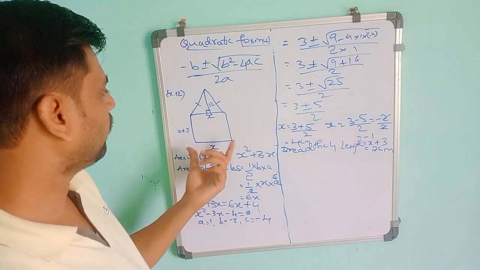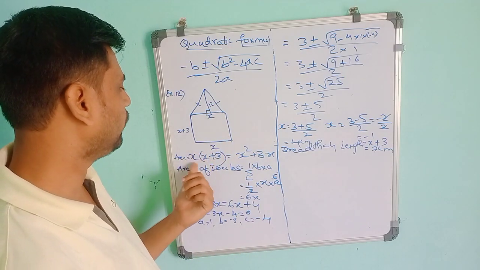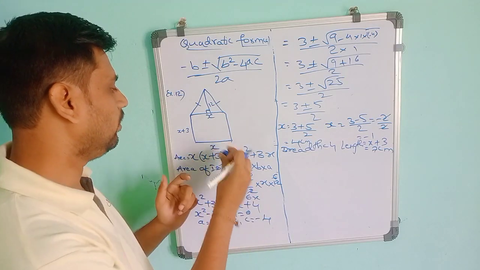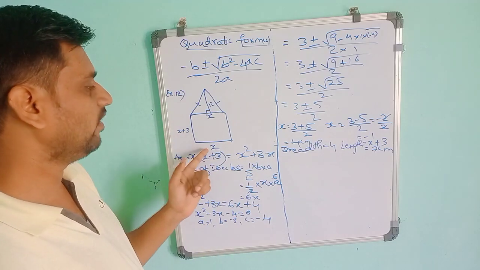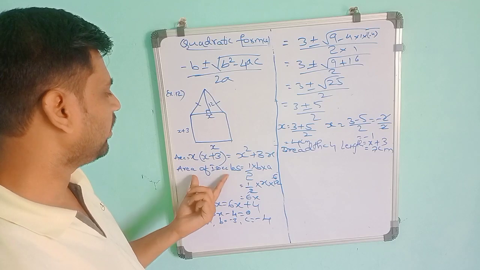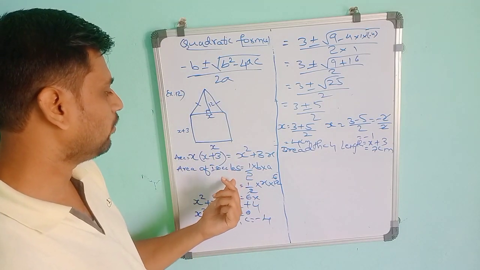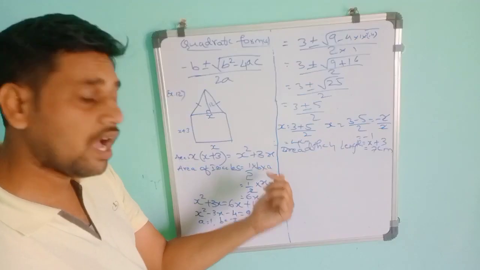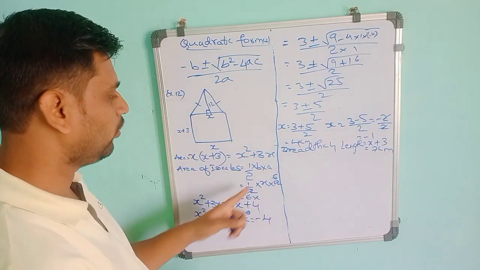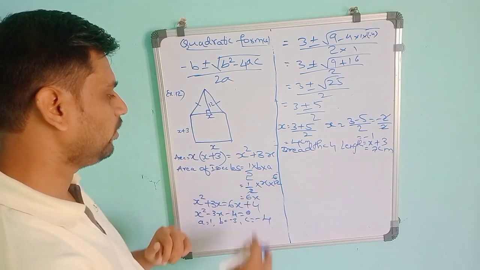So how? First, you have to take the rectangle. In that, the area is x into x plus 3, because the length is 3 more than the breadth, so it is x square plus 3x. And the area of the isosceles triangle is half into base into altitude. So half into base, which is x, into altitude, which they gave as 12, so it will be 6x.